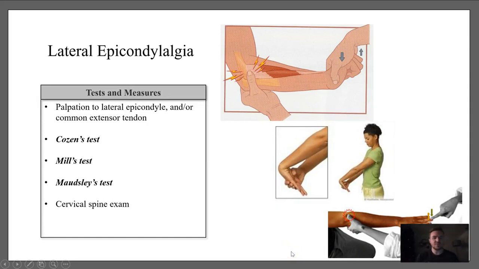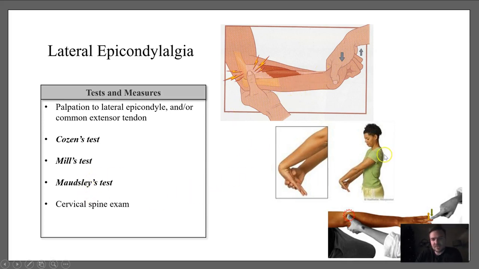So what are some tests and measures you can do? Well, palpation directly to the lateral epicondyle or the common extensor tendon. Cozen's test, which is the picture on the top. You're going to resist wrist extension. It's basically say, don't let me push your wrist down. They resist you. You're palpating lateral epicondyle. If they have pain in that area, that's a positive test.